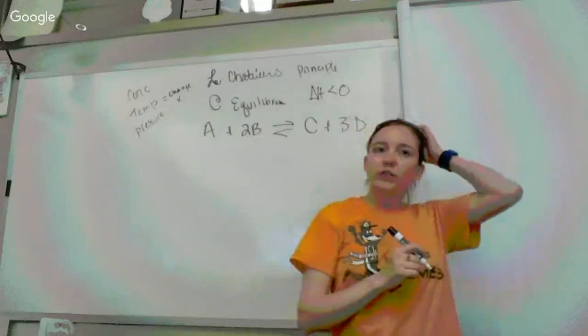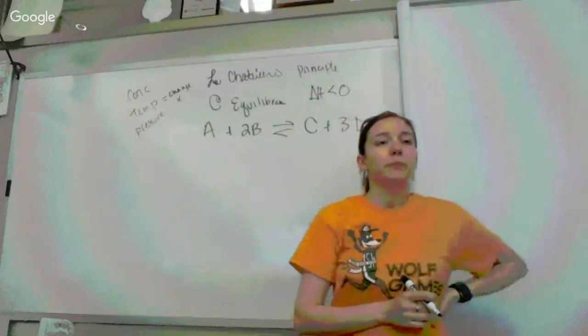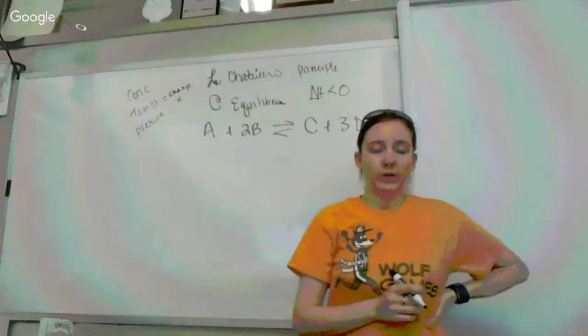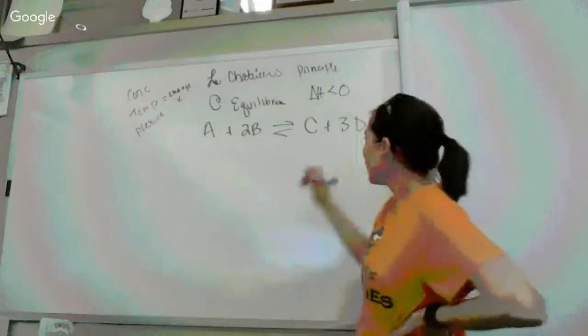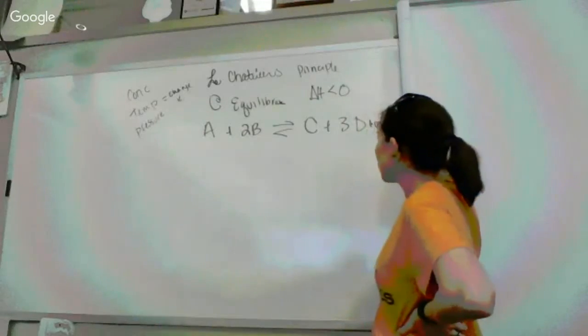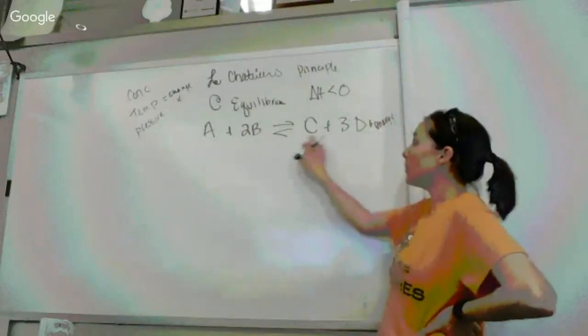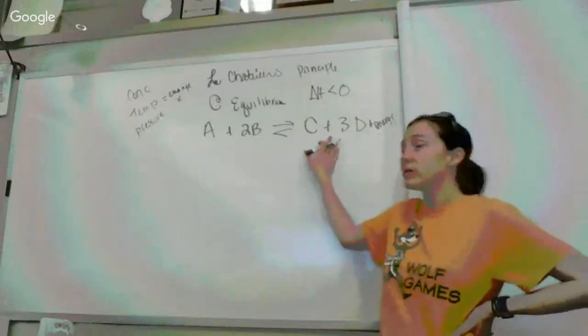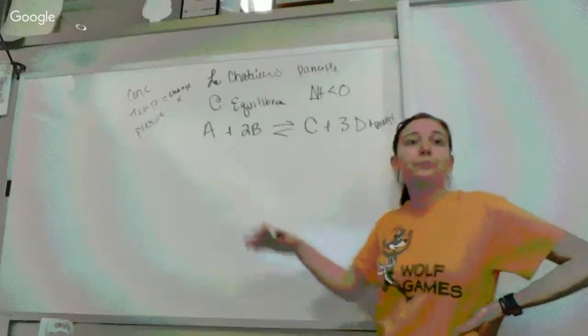So now if my delta H is less than 0, what does that tell me? And so my energy works with my products. So when energy is available, then C and D are more likely to react, and they'll go that direction.